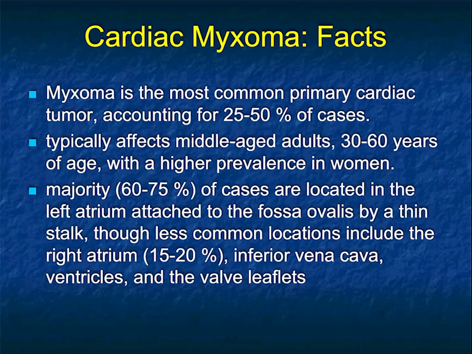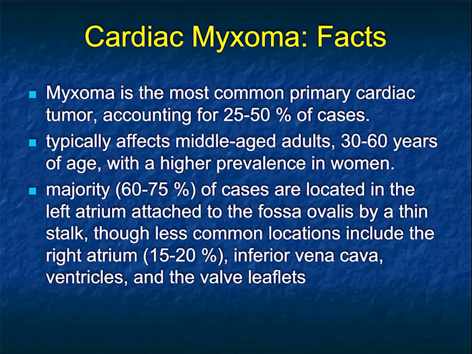Cardiac myxoma. Myxoma is the most common primary cardiac tumor, accounting for up to 50% of cases in some series. Typically affects middle-aged adults in the 30 to 60 year range, a higher prevalence in women. The majority of cases are located in the left atrium, attached to the fossa ovalis by a thin stalk. The less common locations include the right atrium, IVC, ventricles, and the valve leaflets.